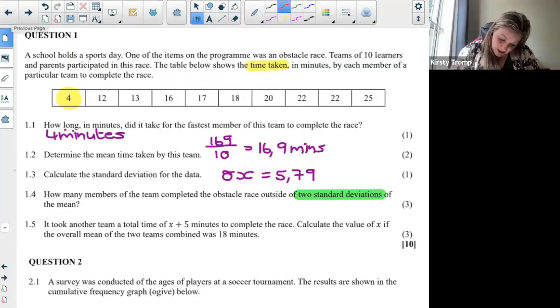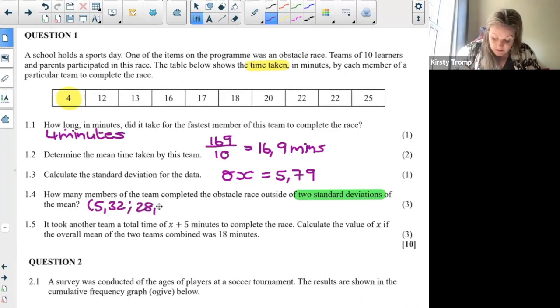The question said, how many members of the team completed the race outside of 2 standard deviations of the mean? I'm just going to write my answer here from my other page. So I had 5,32, and it was 28,48.